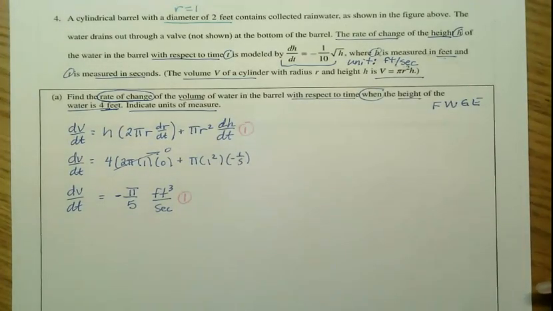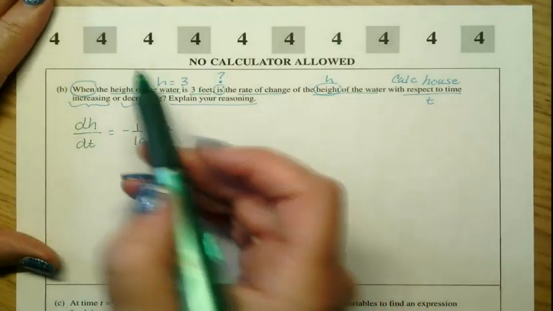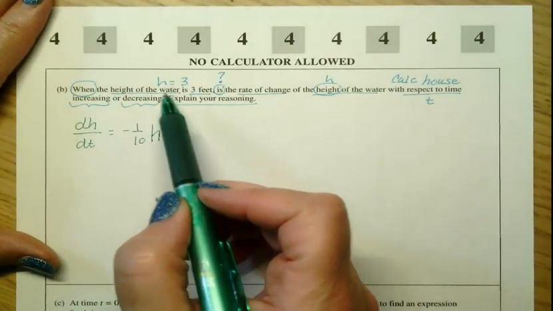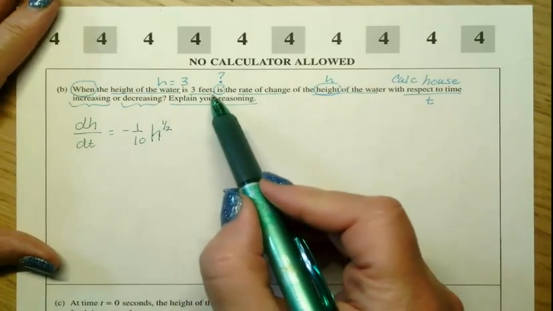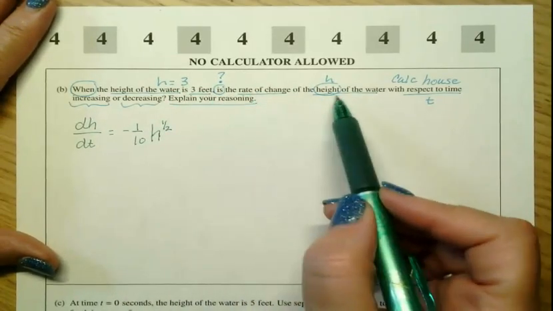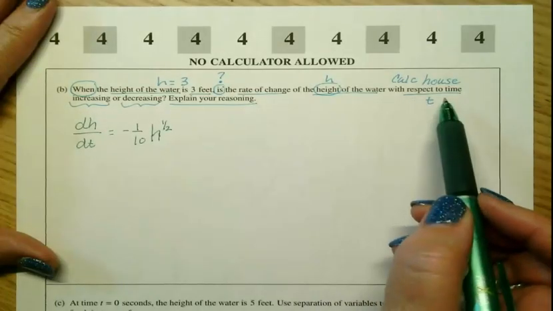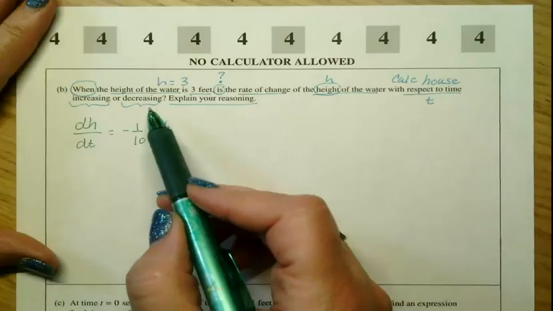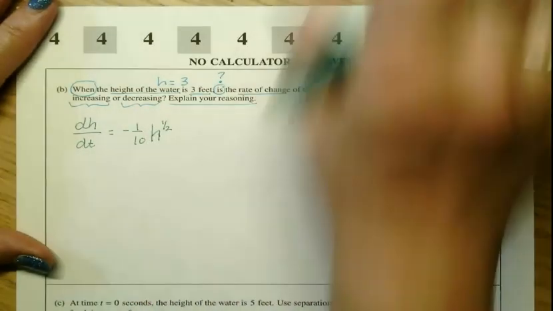All right, so go ahead and do your second read on part B and pause your video, and we'll come back and check it. Okay, so we can see that we have a "when" again, when the height of the water is 3 feet. That's our question: the rate of change of the height of water with respect to time, increasing or decreasing. So referencing increasing and decreasing would definitely be your calc house.